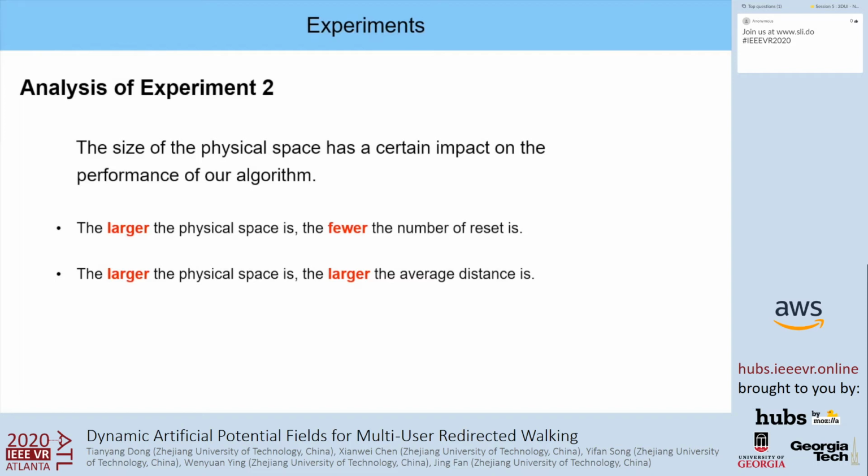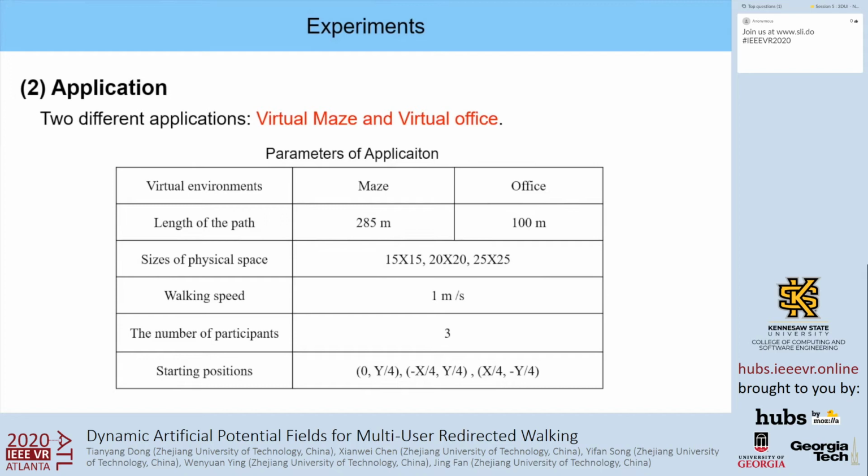Two different applications were used to evaluate the effectiveness of APF redirected walking and our dynamic APF redirected walking for multiple users. These two applications of multi-user redirected walking were carried out in the same physical space for two different large virtual environments. One is the maze scene. The other is an office scene.